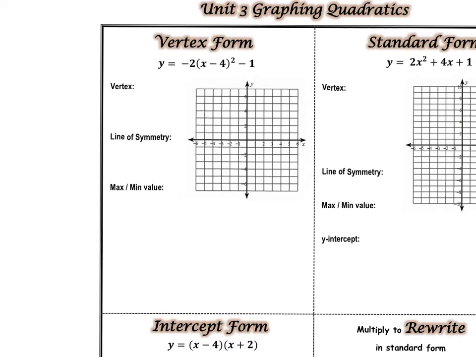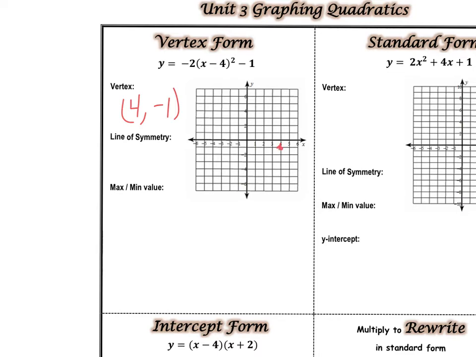So first of all, labeling the vertex. So remember that's coming from the number in here, but we always switch it. So that's going to be our x value at +4 now. And then the number out here back, but that one we do not switch, so that's going to be -1. So we can go ahead and graph that. 4, -1 would be right here.